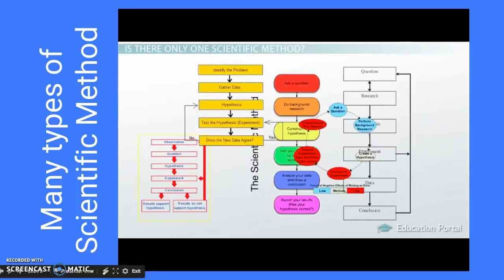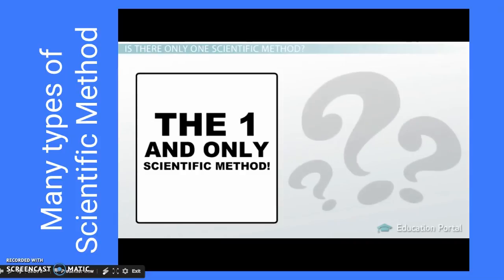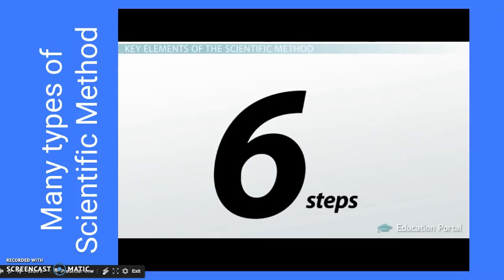Chemists follow the method a bit differently than psychologists. Geologists and botanists have their own unique methods. So, is there really one scientific method that encompasses all of science? To find out, we'll need to learn more about the scientific process. There are 6 key steps that tend to characterize the scientific method.